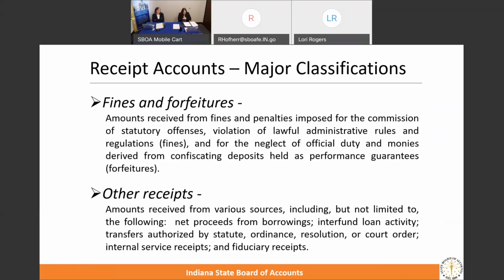Most receipts that you're going to get are going to meet one of the other classifications, okay? So really kind of think that through. Think about the fund that that's going into. Think about the fund type that it is and how that classification meets with that, okay?